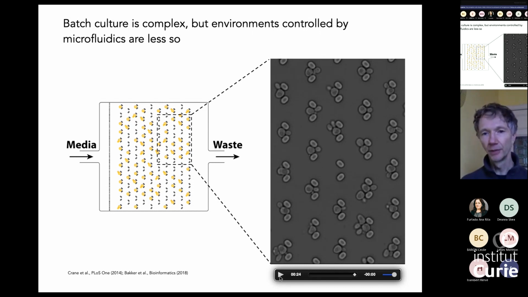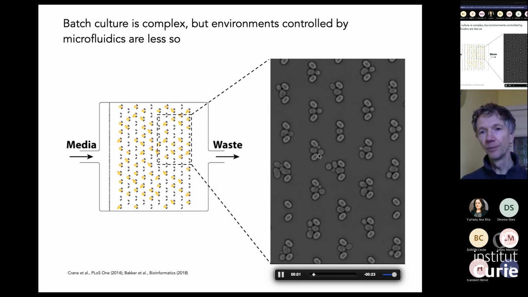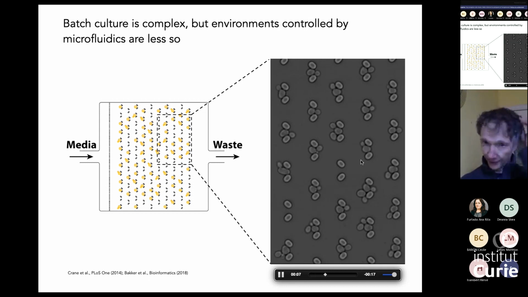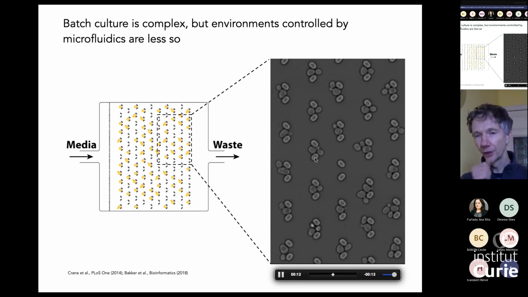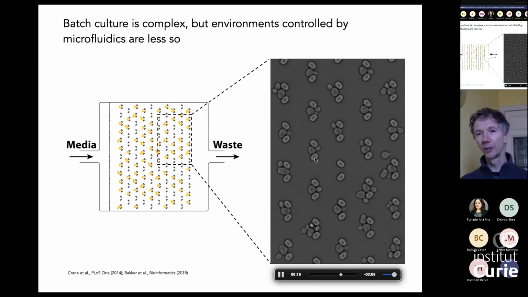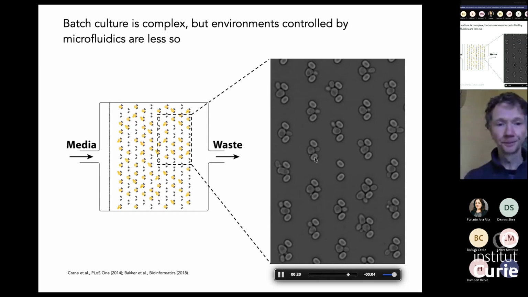One more time. The buds form and then they disappear, and that's because they're swept away in the flow, which is going in this direction, from left to right across the device. And this allows us to image them for long times. If we didn't do this, the yeast grow in 3 dimensions, and it's very difficult to follow individual cells because they pile on top of each other.